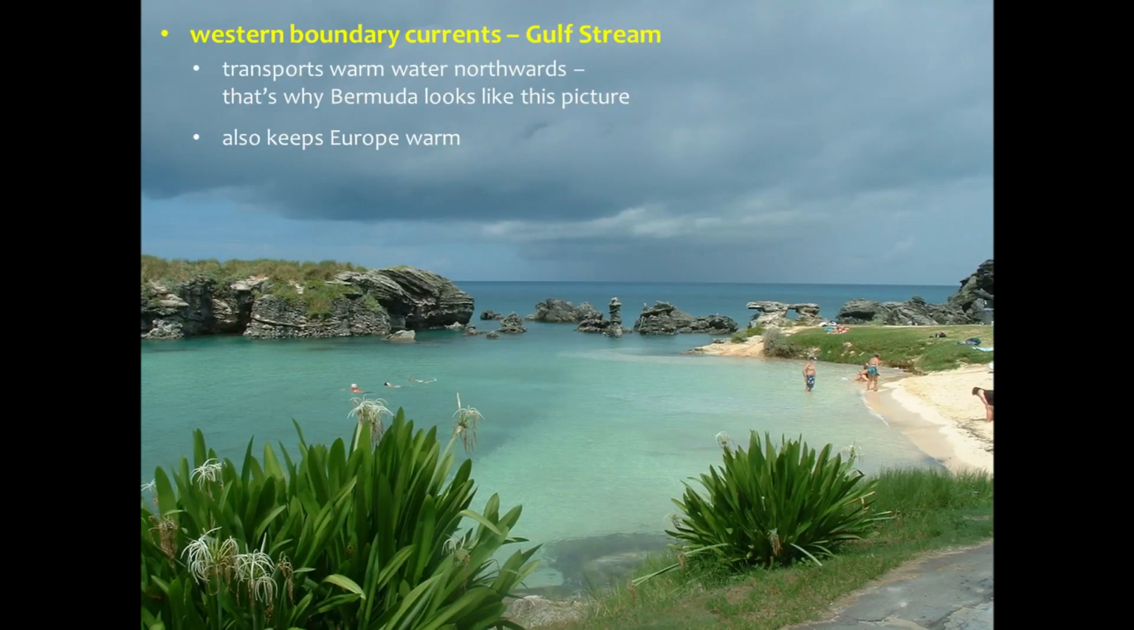The Gulf Stream, as well as any other western boundary currents, are responsible for the transportation of warm water either northwards or southwards. This has some important effects. This is one of the reasons why Bermuda looks like this picture. Bermuda sits off the coast of North Carolina, someplace that's considerably cooler than Bermuda, but yet you can still go visiting Bermuda throughout the year and swim in warm tropical waters.